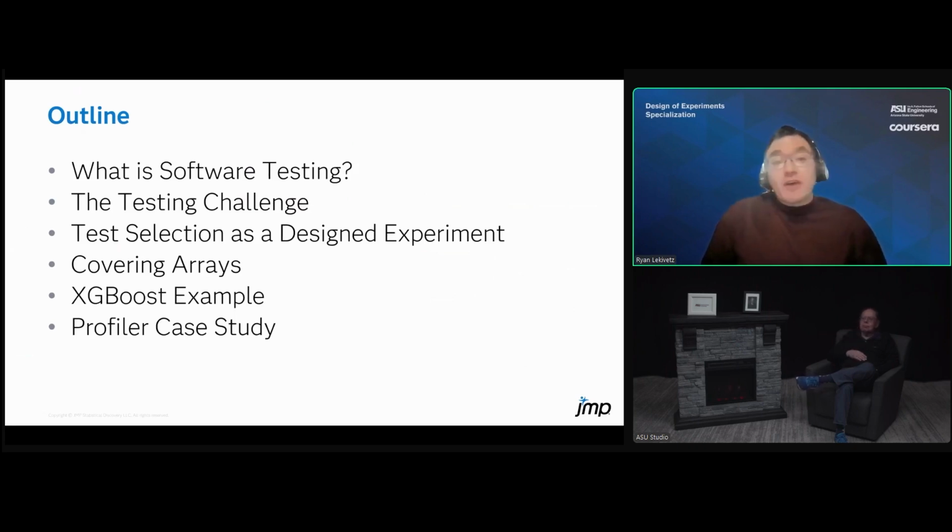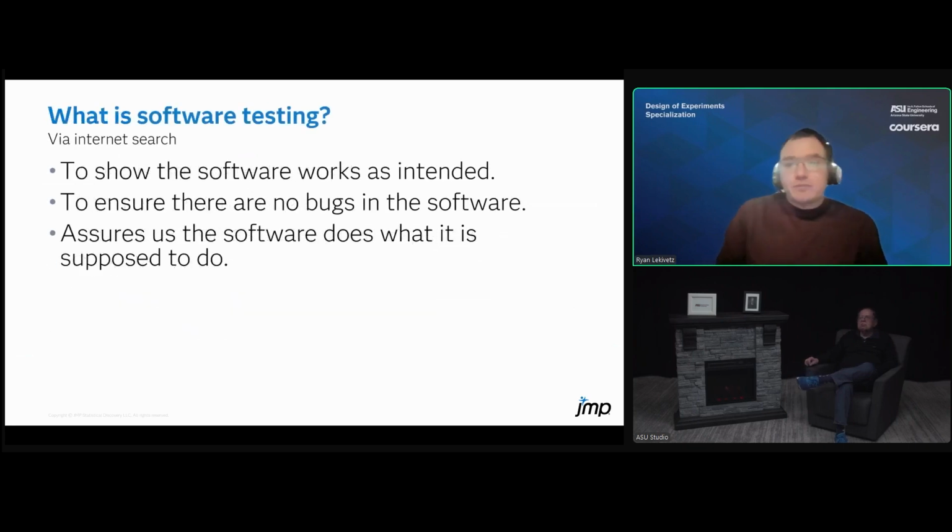Really, just what is software testing? The testing challenge: we get a new student that comes to JMP, and they're tasked with testing JMP. What does that actually mean? Then test selection as a designed experiment. And as time allows, I'm going to introduce this idea of covering arrays, and then a couple of examples that come right from JMP: one using XGBoost, and another with the JMP profiler, the prediction profiler.